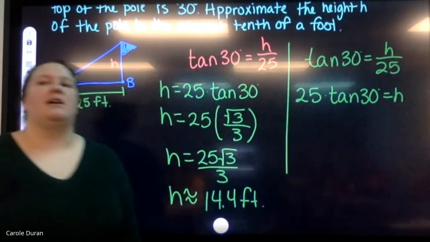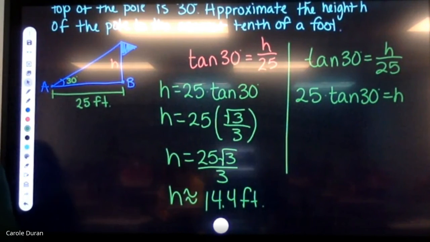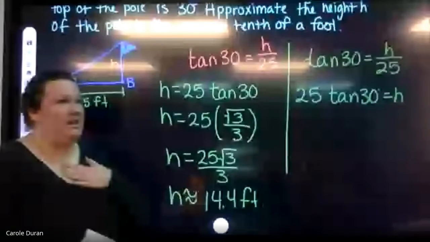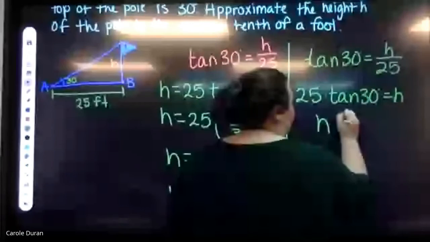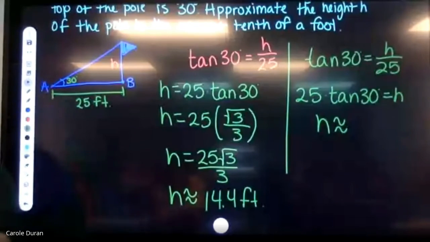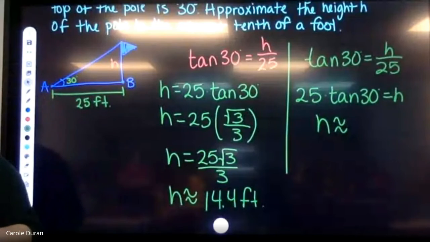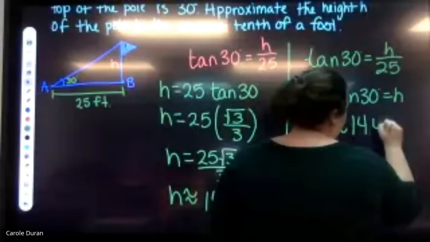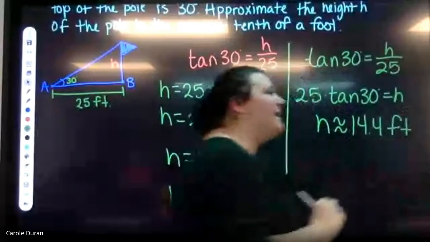I can put that directly into my calculator because all of your calculators have a tangent. You're going to put it in just like normal. You do 25 times, then you hit that tangent button, and you type in 30 because my angle measure here was 30 degrees. What did we get? 14.4. Good, it checked out. I like that way. Well, you all like that way better.